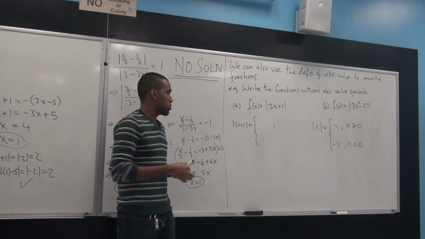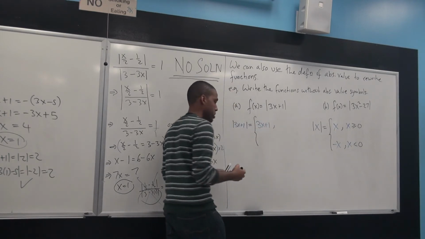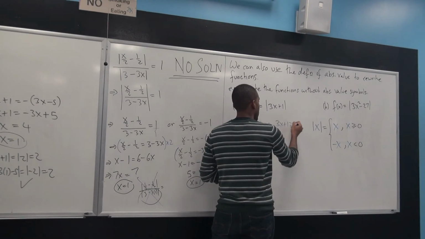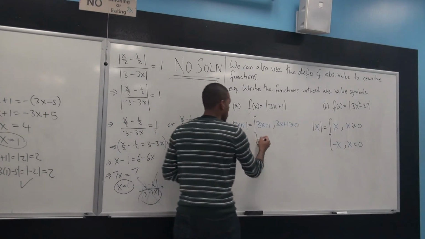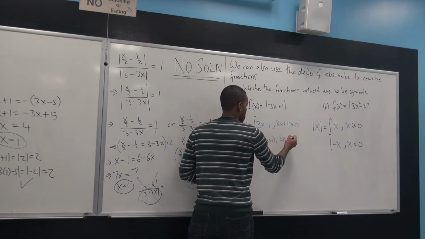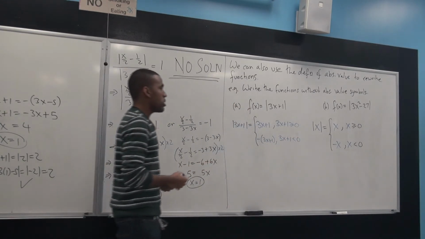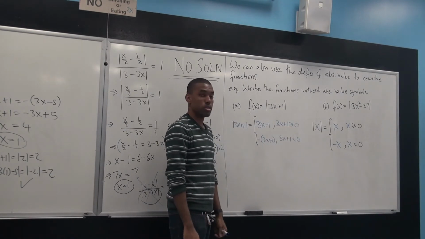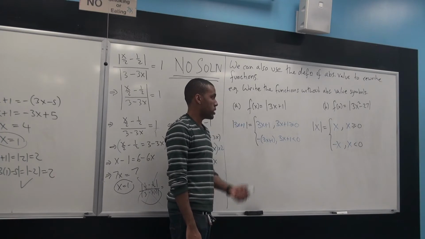So 3x plus 1. It will give me 3x plus 1 in what case? If 3x plus 1 is greater than or equal to 0. Or minus 3x minus 1 if 3x plus 1 is less than 0. Right, so if 3x plus 1 is greater than or equal to 0, what does that tell me about x? Tell me the range where it will work.